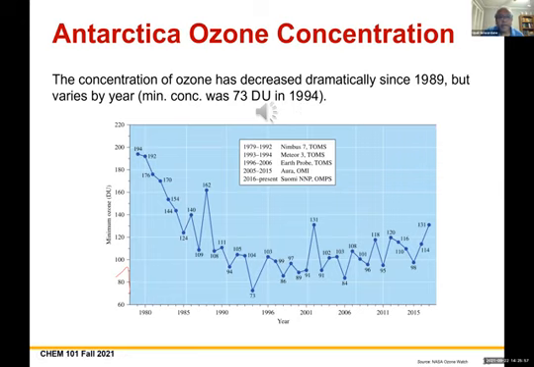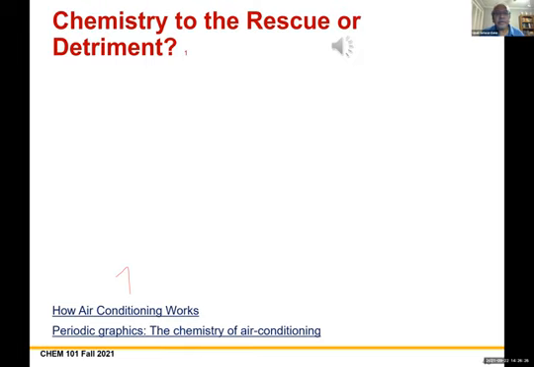So if you look at this diagram, the minimum ozone has been going down since 1980. It's kind of staying the same through 2015 in the Antarctic region.